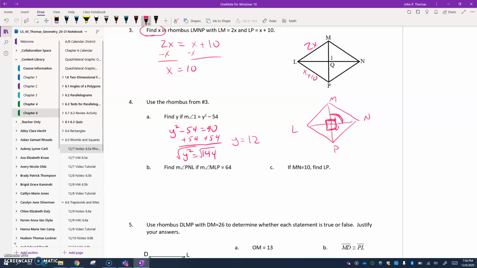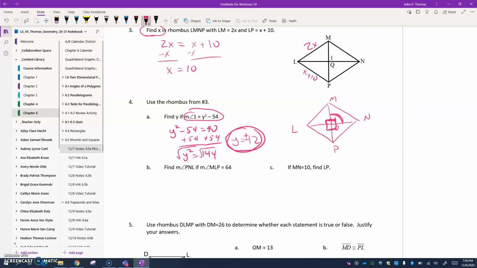Now, you're going to notice that I'm ignoring the plus or minus here at first, but we want to look back and see if it really matters whether or not it's negative. Angle 1 is y squared minus 54, so whether y is positive or negative, we can use that because it will still give us that 90-degree angle. So we're going to say plus or minus 12. I know in geometry a lot of times we throw out the negative, but the y itself isn't representing a side here, so technically both of these are totally valid answers.